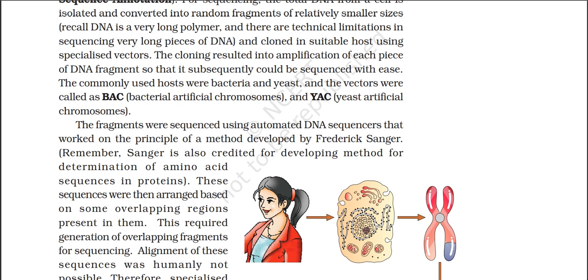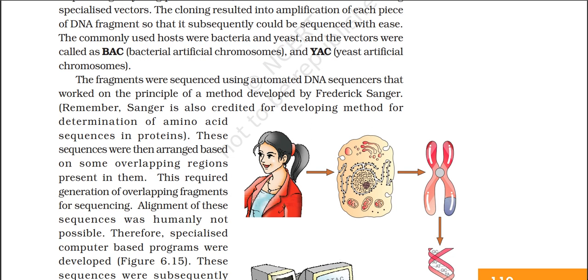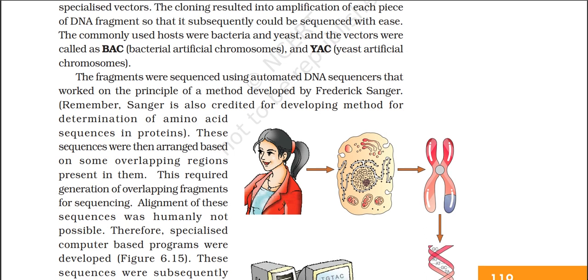The fragments were sequenced using automated DNA sequencers that worked on the principle of a method developed by Frederick Sanger. Remember, Sanger is also credited for developing method for determination of amino acid sequences in proteins. These sequences were then arranged based on some overlapping regions present in them. This required generation of overlapping fragments for sequencing. Alignment of these sequences was humanly not possible. Therefore, specialized computer-based programs were developed. Figure 6.15. These sequences were subsequently annotated and were assigned to each chromosome.